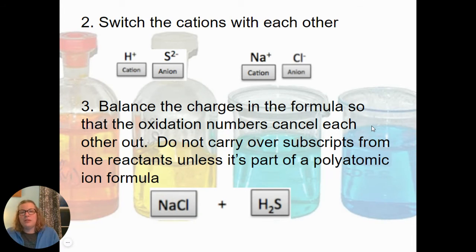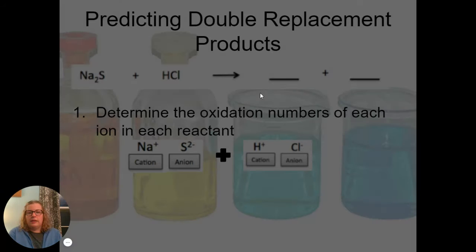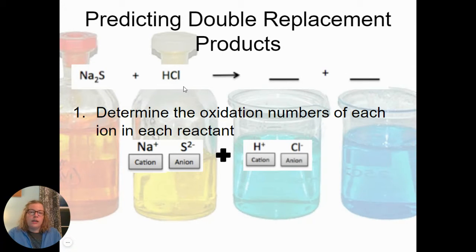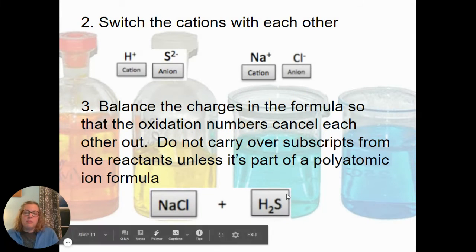In this case, I'm going to switch my cations out. I'm going to put the hydrogen with the sulfur and the Na with the Cl, the chloride ion there. And then we balance oxidation numbers to get the right formula. I'm going to go back here for a second. Even though there's only one H in the formula for my reactant, I need to make the formula for hydrogen and sulfur work. So I'm going to put a 2 for my subscript for hydrogen.